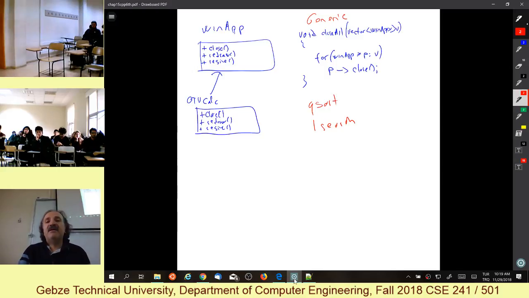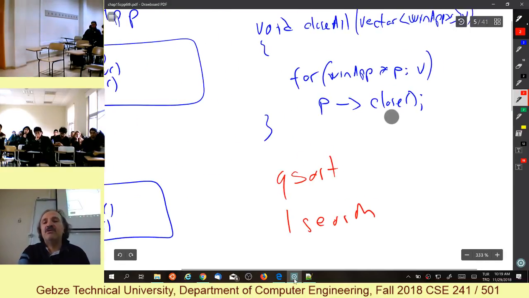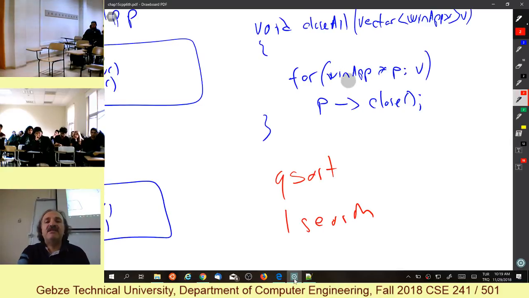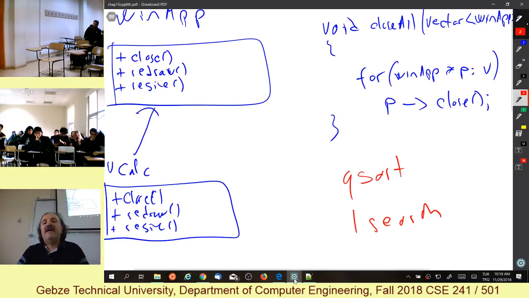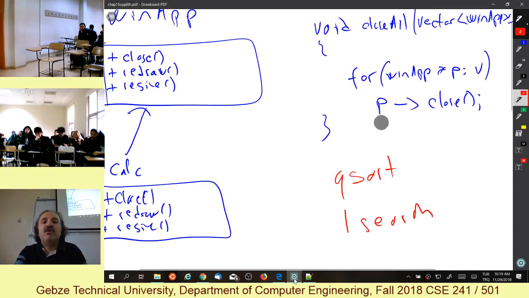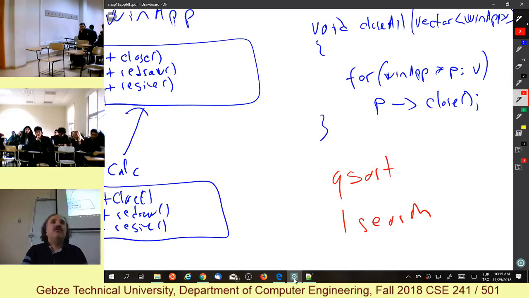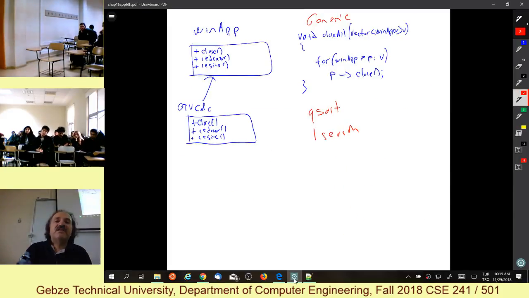Everything is nice, but the only downside is this. When I make this decision during the runtime, it costs me some CPU time, because I need to make this decision. When I see this p arrow close, what is the type of p? I know it's a Windows application, but it could be a calculator application, or a Word application, Excel application, Minesweeper application, whatever it is. So I need to figure out what kind of application this is, and I need to call the specific close function of that application, and I need to do this during the runtime. That's the only downside, the disadvantage of polymorphism.